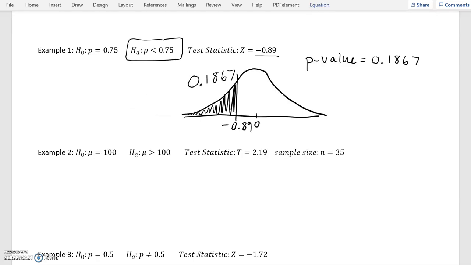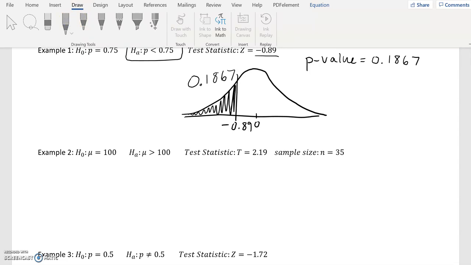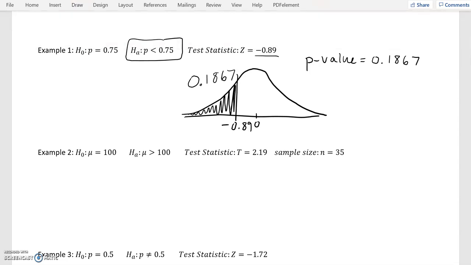Okay, so next up, we'll look at example 2. This one is a test for the population mean mu. Null hypothesis is that mu is equal to 100. The alternative is that mu is greater than 100. We've got a t-test statistic because we always use t when we're doing tests for a single mean. And we know the sample size is given to us as 35. This is going to be important because when I use the t-distribution, I need to specify the degrees of freedom. And I'm going to need to have n minus 1 degrees of freedom.